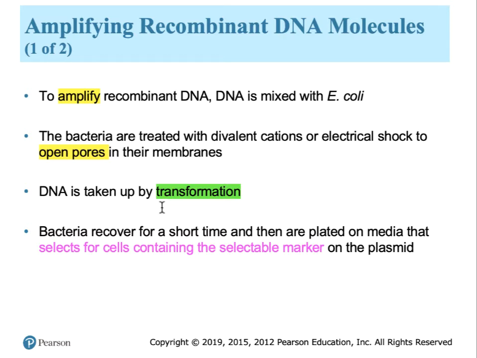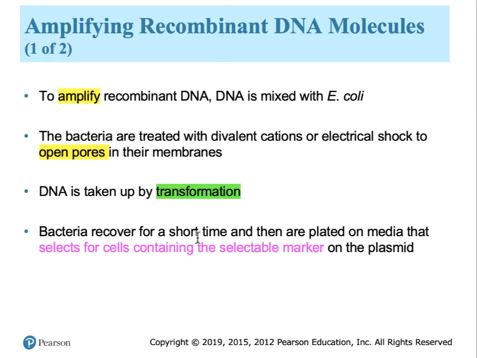And that process, as we know from a previous chapter, is called transformation. So the bacteria and the plasmid are incubated within the same test tube. Add in a few atoms of magnesium or electric shock the cells, and the pores on the membranes of the bacteria become activated and the plasmid is absorbed into the cell.